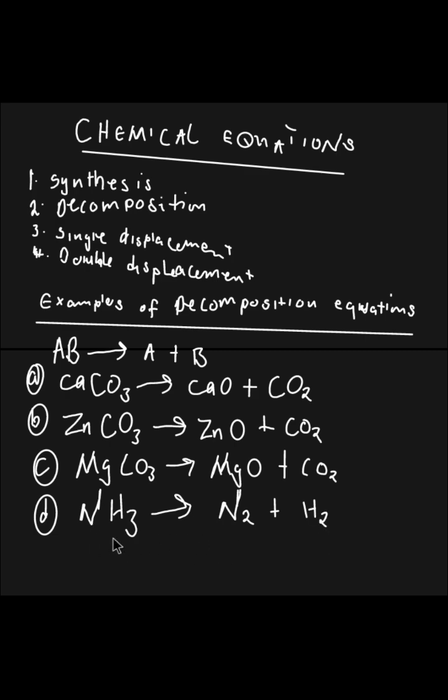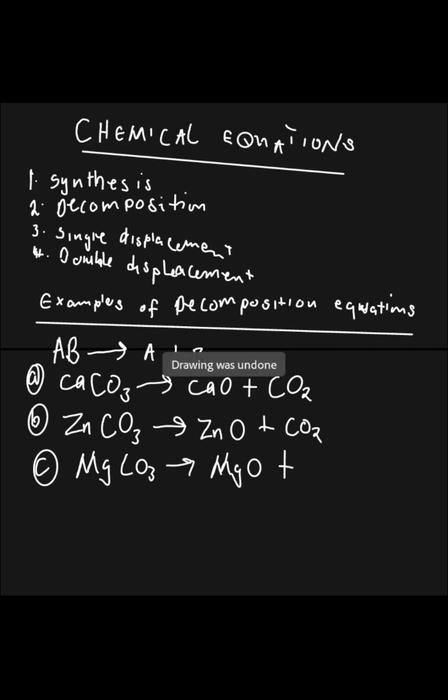So you have ammonia. This compound is known as ammonia. When ammonia breaks down, you are going to have nitrogen and hydrogen like that. So ammonia can break down and form these two elements. These are simple elements that are coming from one larger compound. So these examples, I hope they are helpful.